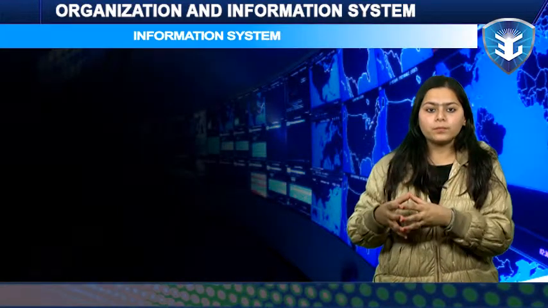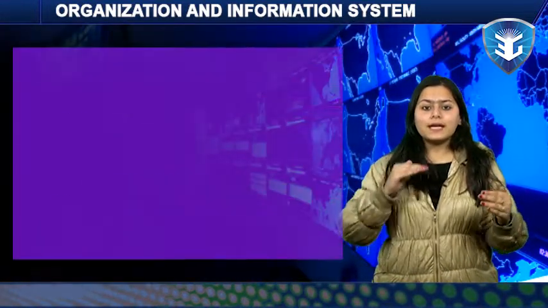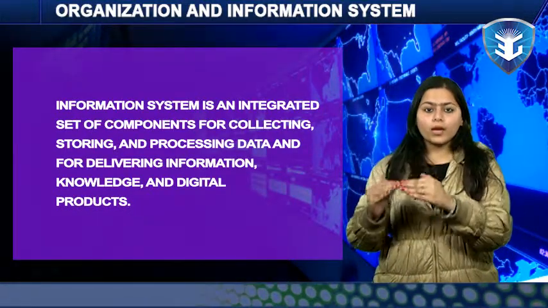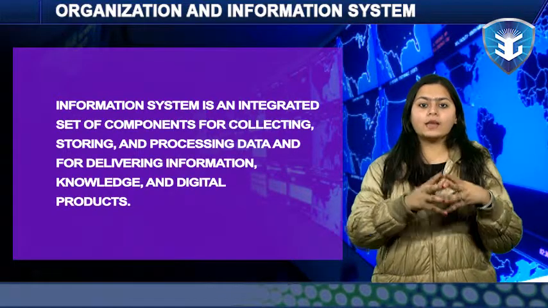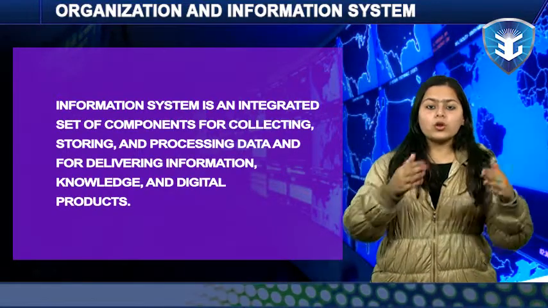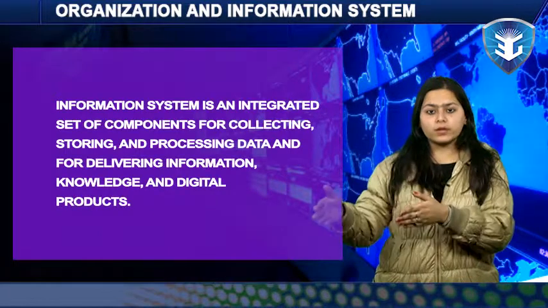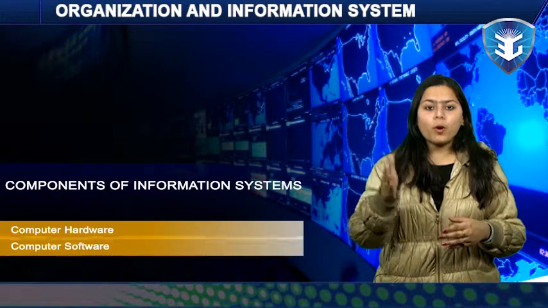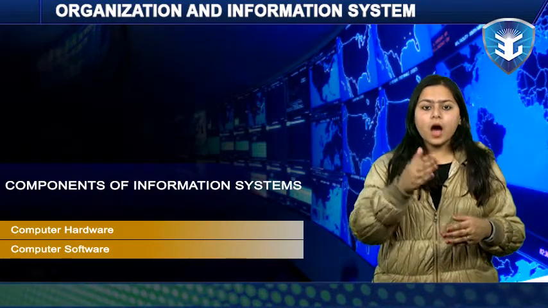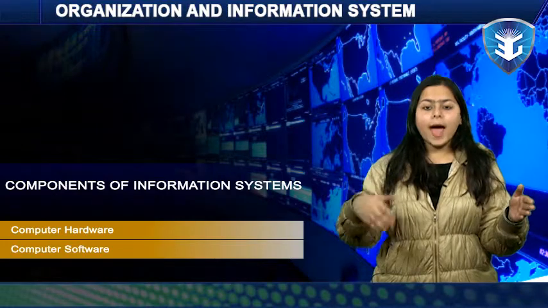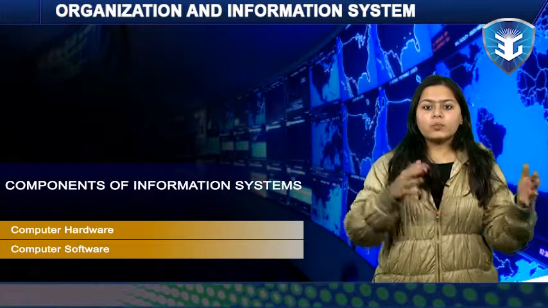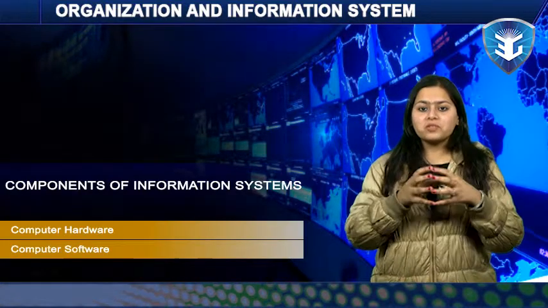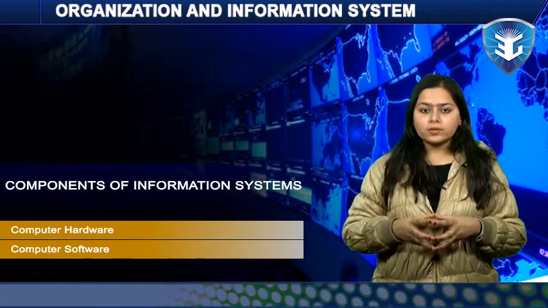Information system. An information system is an integrated set of components for collecting, storing and processing data and for delivering information, knowledge and digital products. Components of information systems: the main components of information systems are computer hardware and software, telecommunications, databases and data warehouses, human resources and procedures.